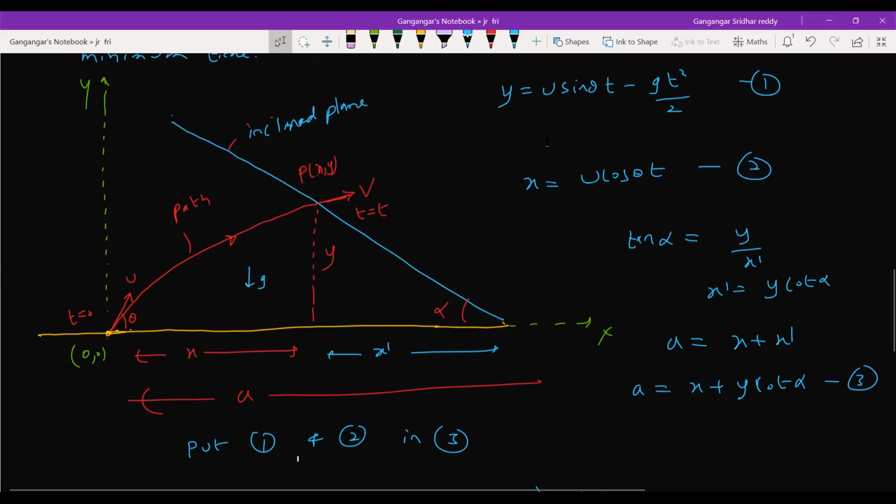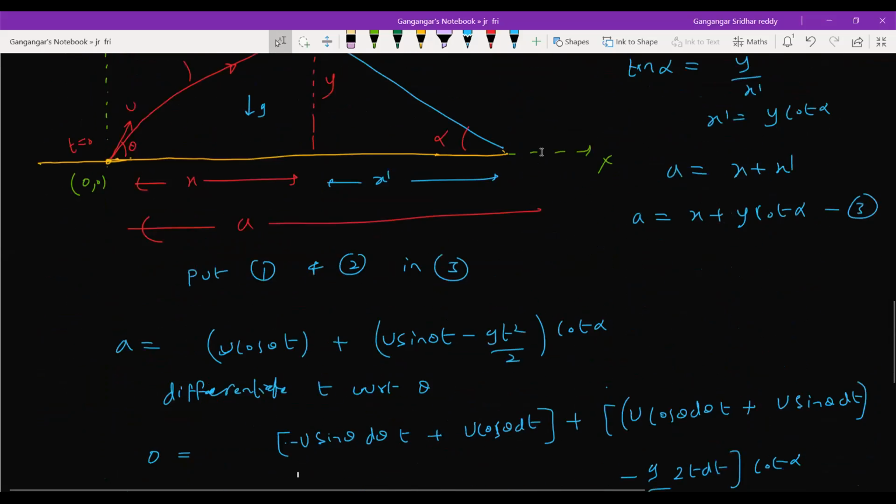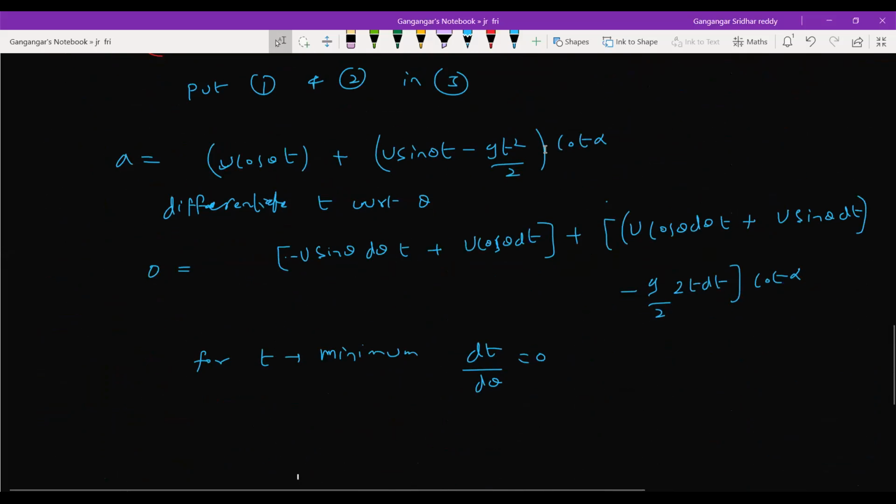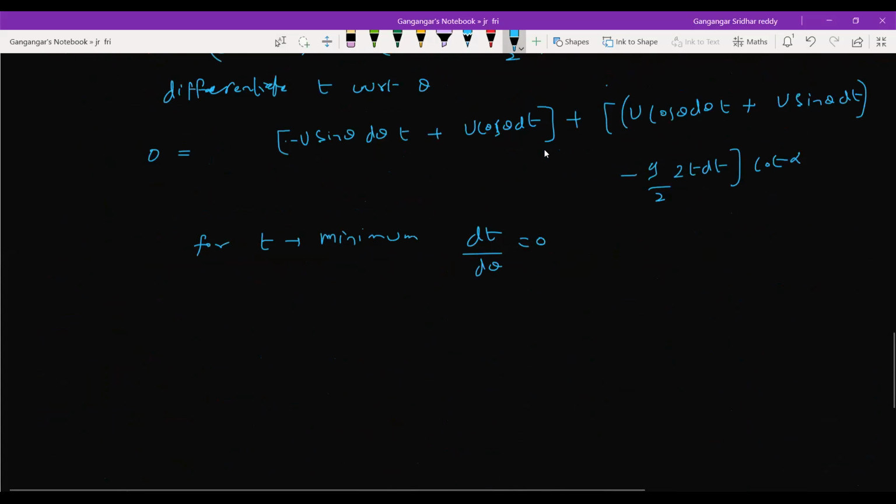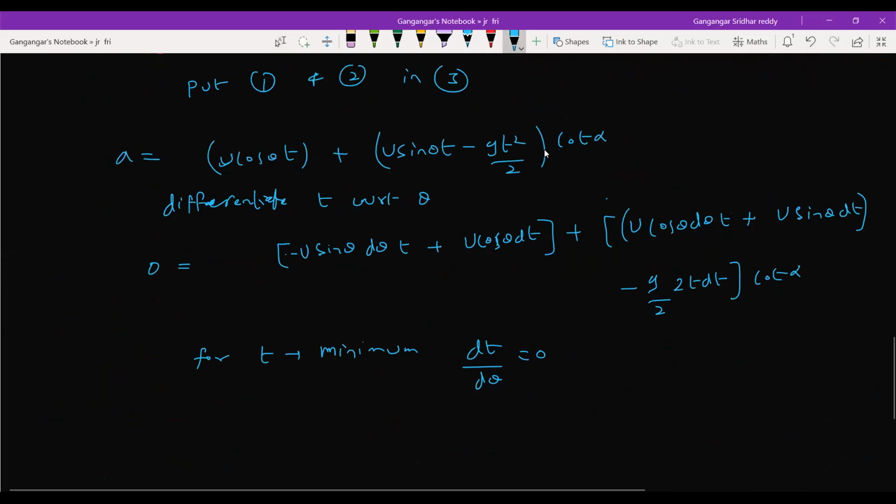Then substituting 3 in 1 and 2 in 3. So we'll end up finally equating dt by d theta equal to 0. Anybody got the value of tan theta? I'll end up with this equation. Tan theta is equal to cot alpha. So therefore, what is theta? Theta should be equal to pi by 2 minus alpha. Substitute that value of theta there and get the expression for T minimum.